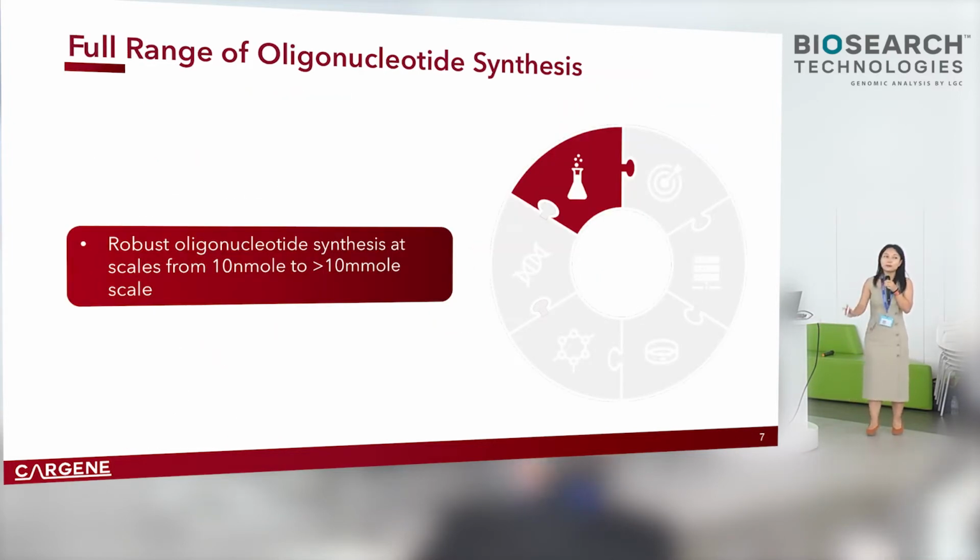All right, so with all this knowledge, at Cargene we have built a full range of oligonucleotide synthesis, starting from 15 nanomole up to over 10 millimole scale. So we have our first puzzle piece right here. You will see at the end, we will have a full puzzle.